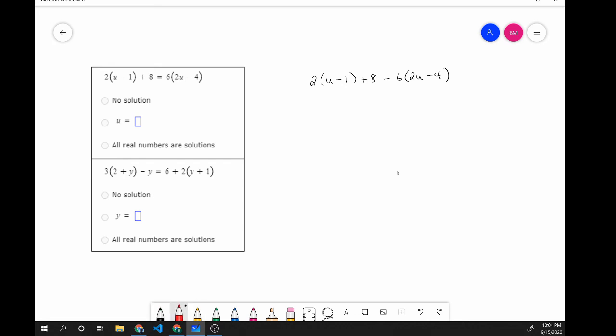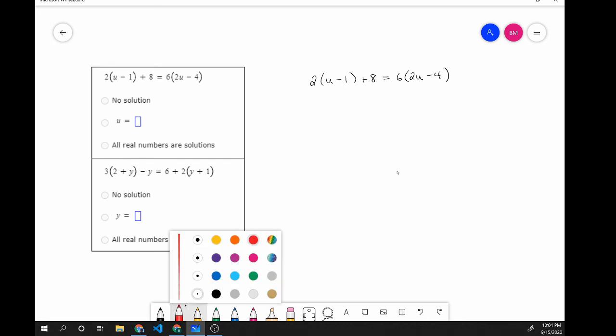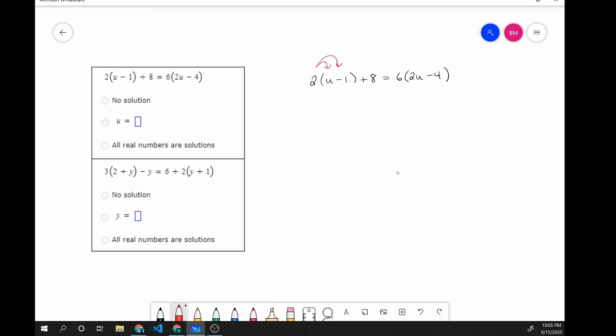My first step is to distribute. Get my skinny red pen out. So I have 2u minus 2 plus 8 equals, here's my second distributing, 12u minus 24. I'm going to combine like terms and also draw my line down. There's the like terms here. And they have to be on the same side. So 2u plus 6 is equal to 12u minus 24.